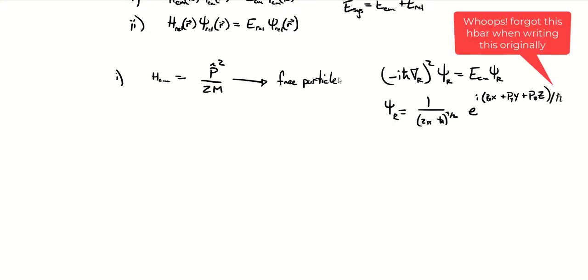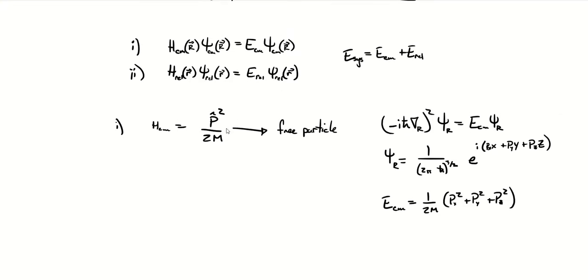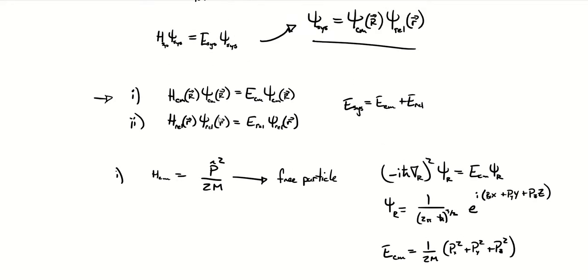We just get this sort of plane wave solution, and everything we did with respect to free particles still holds. We have the 1 over 2m times px squared plus py squared plus pz squared. So having this first equation essentially be a free particle equation, we can think back to our wave function here, and what do we have?